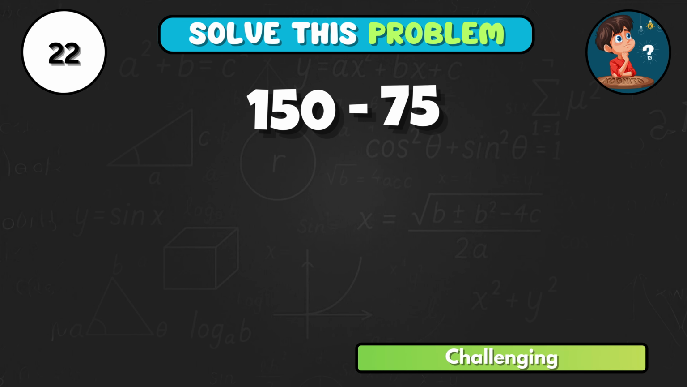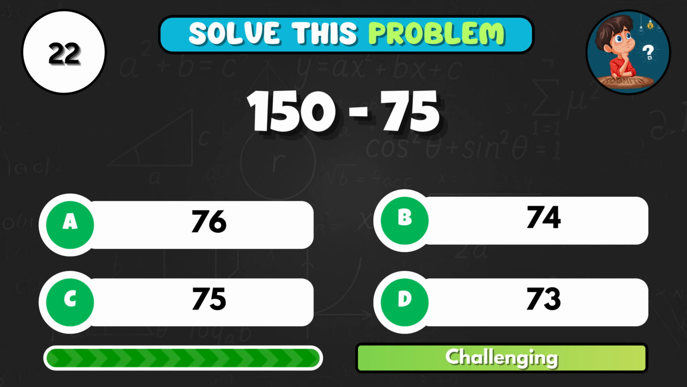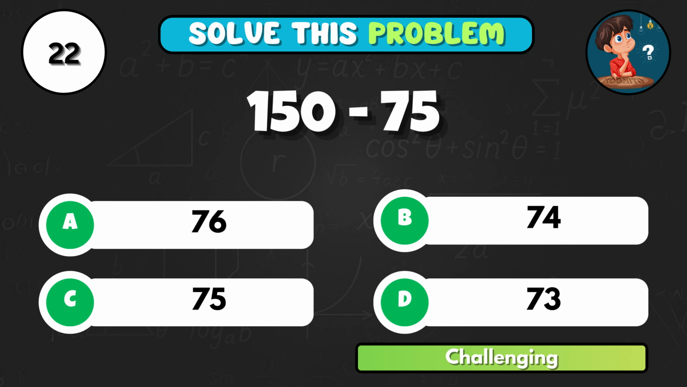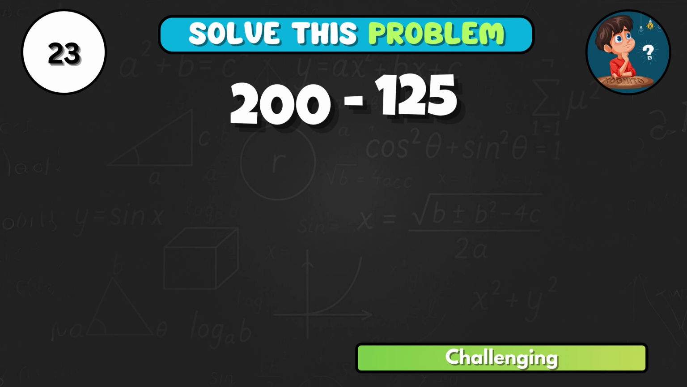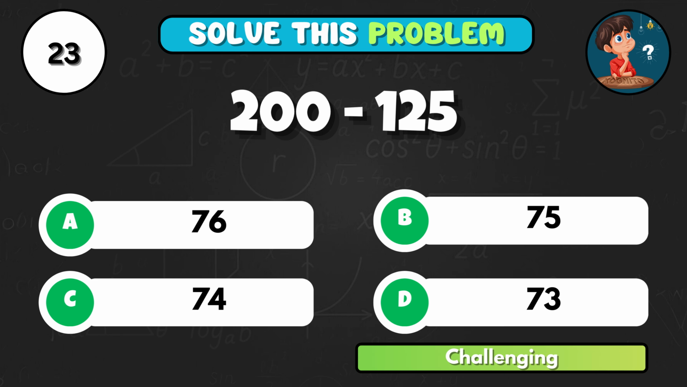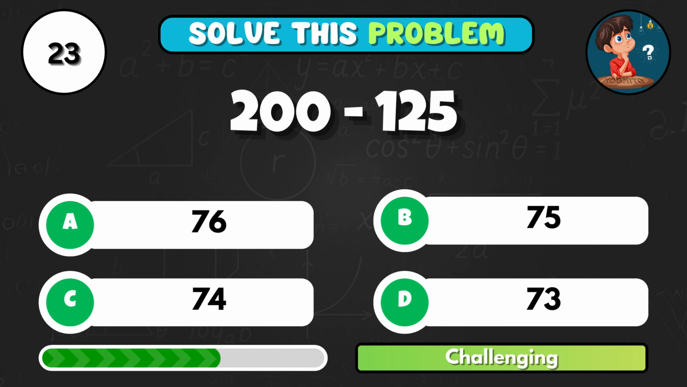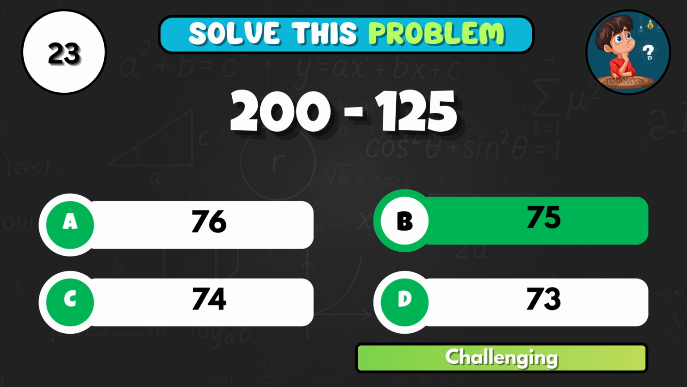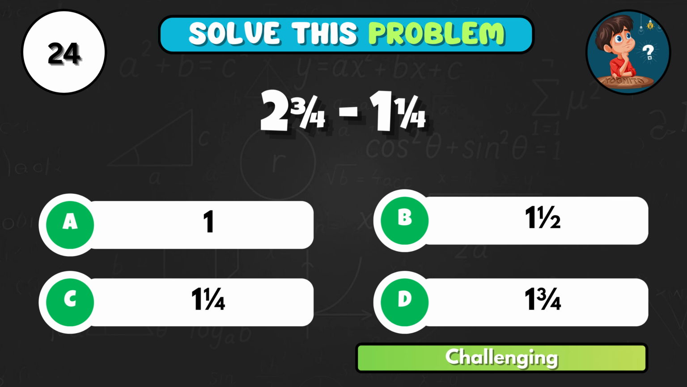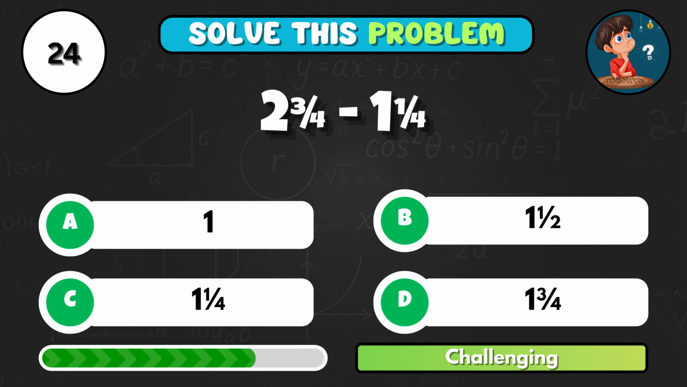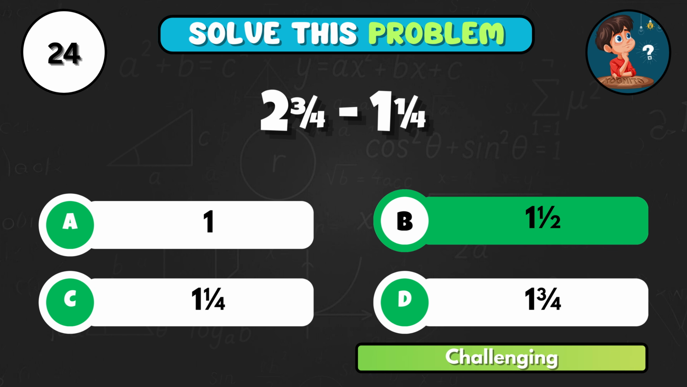What is 150 minus 75? Correct answer is C. That's 75. Subtract 125 from 200. Option B is correct. The result is 75. What is 2 3/4 minus 1 1/4? Option B is right. That's 1.5.